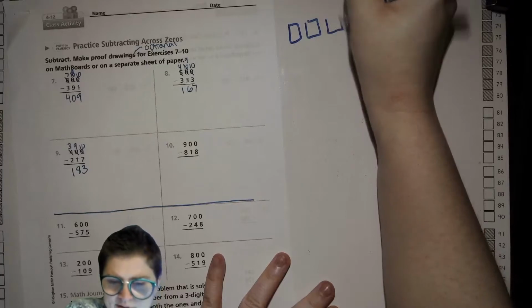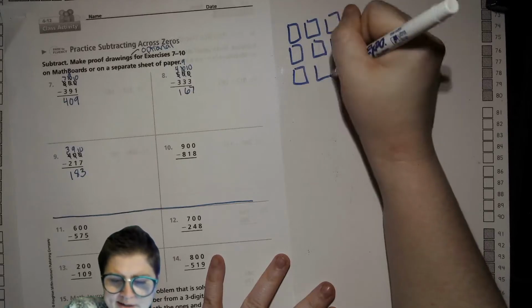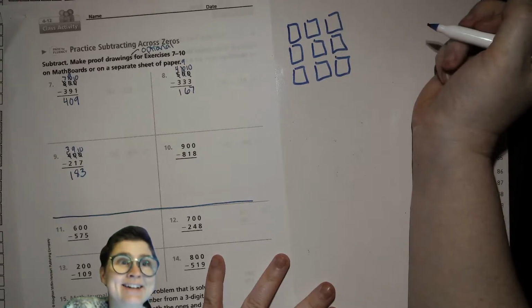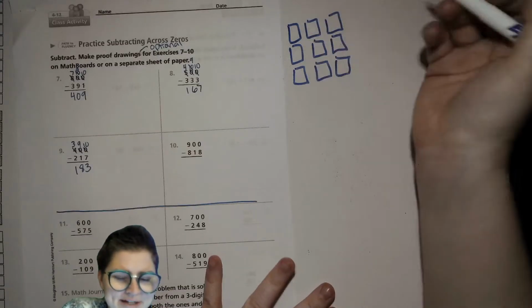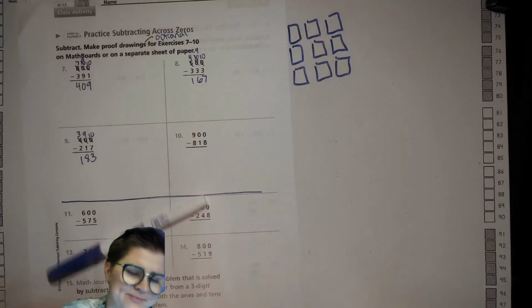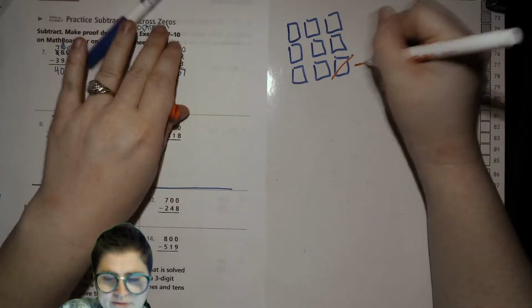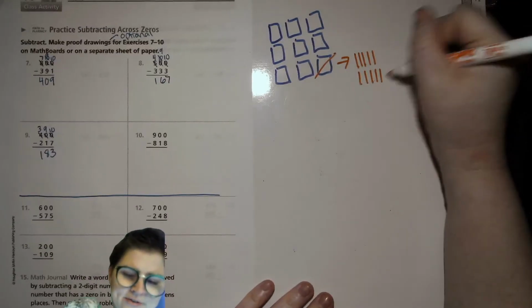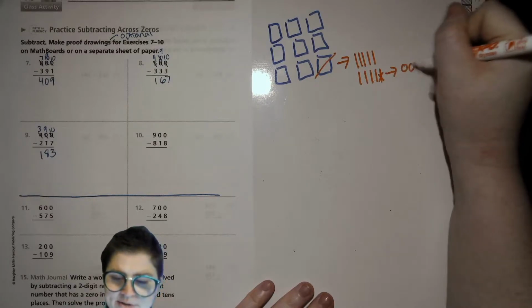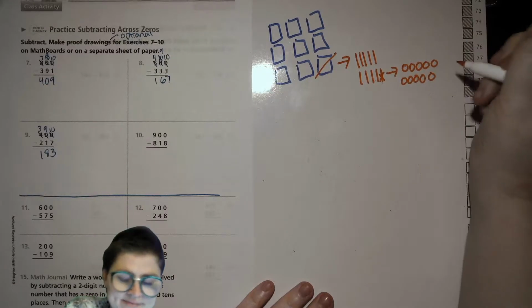900. I always like drawing things that are 9 in this 3 by 3 thing. Because 9 is 3 squared, right? And it makes a square, 3 by 3, right? So fun. Okay, now we're going to ungroup. So turn one of these into 10 sticks. 5, 6, 7, 8, 9, 10. Turn one of those 10 sticks into 1, 2, 3, 4, 5, 6, 7, 8, 9, 10.